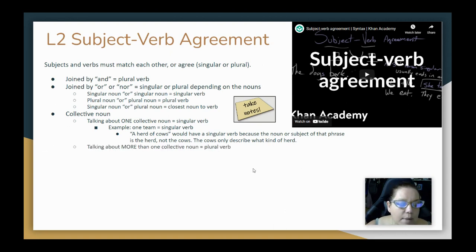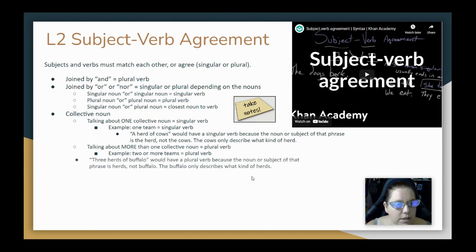But if I was talking about more than one collective noun, then that would be a plural verb. And so the example would be two or more teams would be a plural verb. So in the same example, 3 herds of buffalo would have a plural verb because the noun or subject of that phrase is herds, not buffalo. The buffalo only describes what kinds of herds there are, but I'm talking about more than one herd. So then that would be a plural verb.